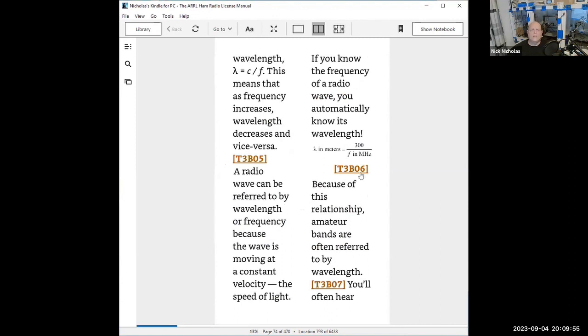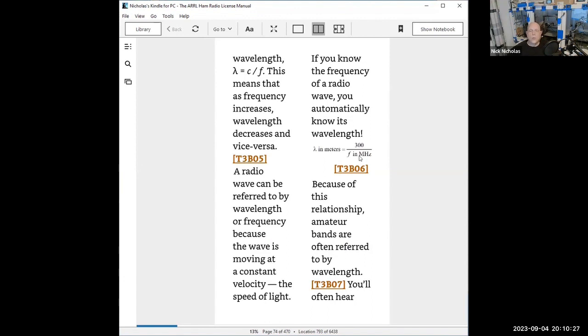So that's why this formula and my discussing it is so important to you. Keep this formula in mind. You're going to use it throughout your career as a ham. If you take 300 divided by the frequency, if the frequency is in megahertz, you're going to get the wavelength in meters. You need that to determine, for example, a quarter wavelength antenna or a half wavelength antenna, etc.